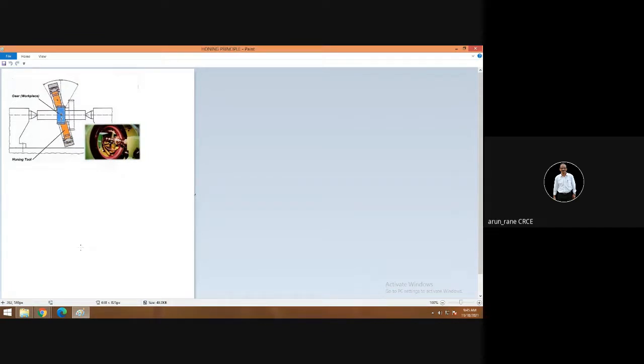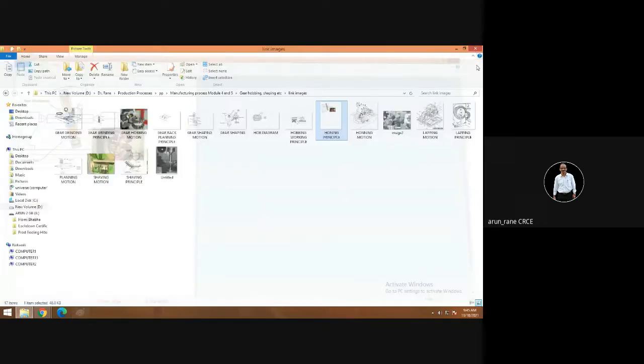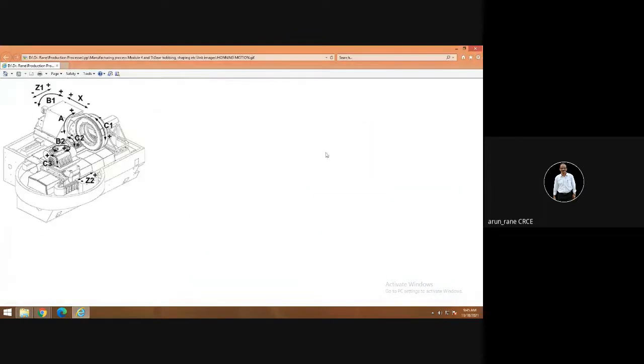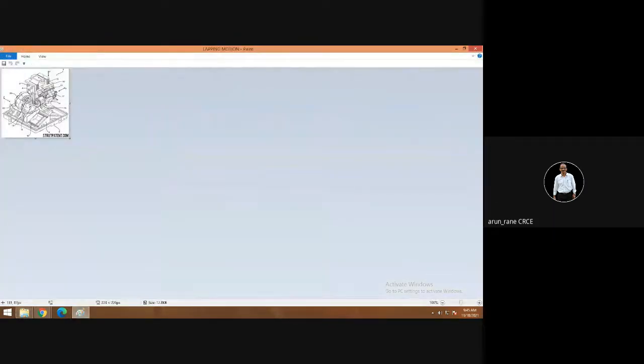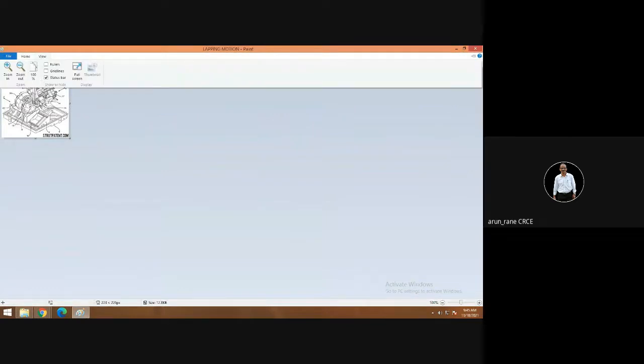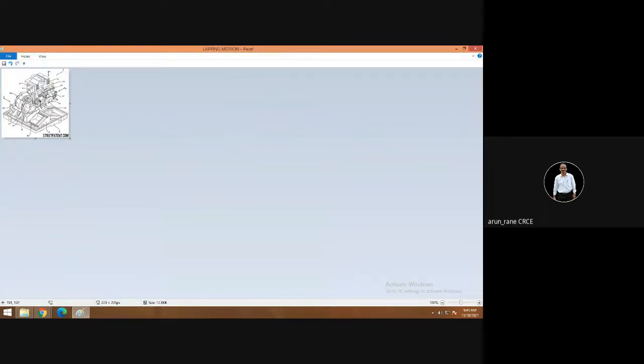This is a diagram of gear teeth honing, but now becoming obsolete. These are the different motions in gear teeth honing. Gear teeth can be lapped also. So for that there are lapping machines.